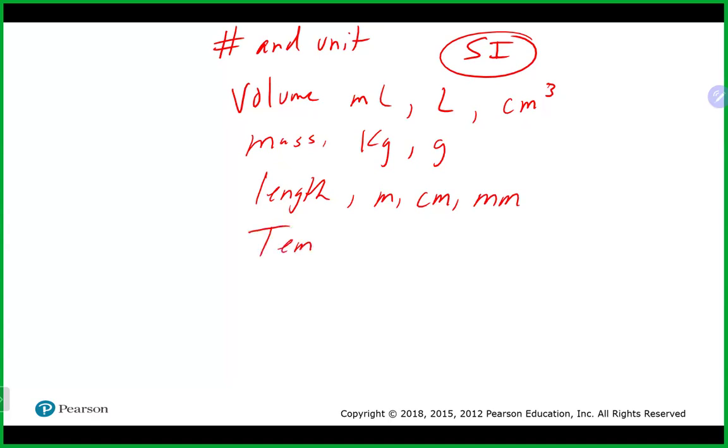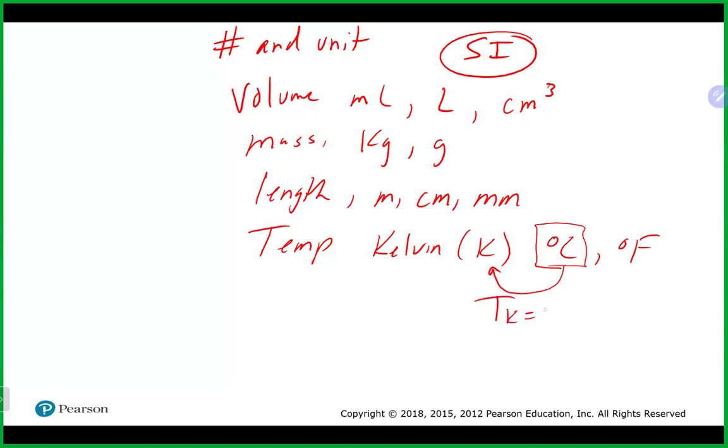For temperature, there are a few different types, but Kelvin is a very common one that we come across here in chemistry. Remember, that is abbreviated with a capital K. We also have degrees Celsius and degrees Fahrenheit. We do a lot of measurements using degrees Celsius, but we also do a lot of conversion from Celsius to Kelvin, where you take your temperature in Celsius and add 273.